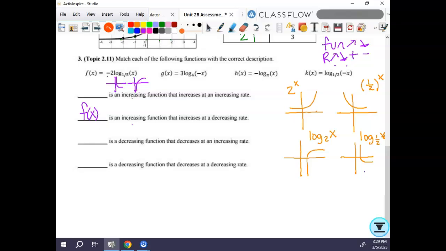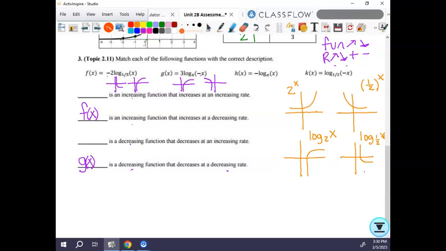All right, so then log base 4. Log base 4 would start off looking like that. All the 3 does is stretch it. It doesn't change any of the attributes that we're looking at. But this negative, when I make x negative, I am reflecting in the y-axis, so it would look like that. That is a decreasing function, so it's one of those two. It is concave down, so it is decreasing at a decreasing rate. This is g of x.